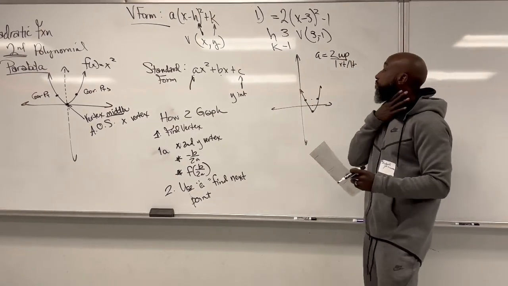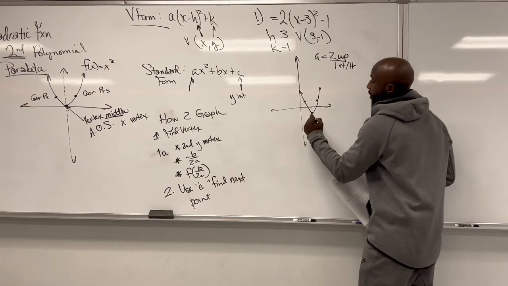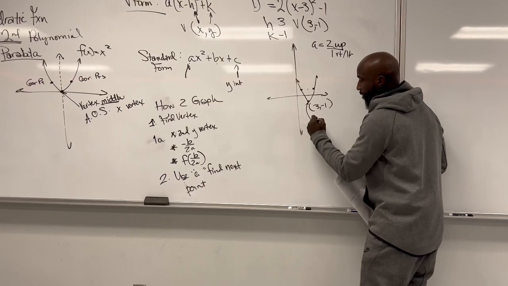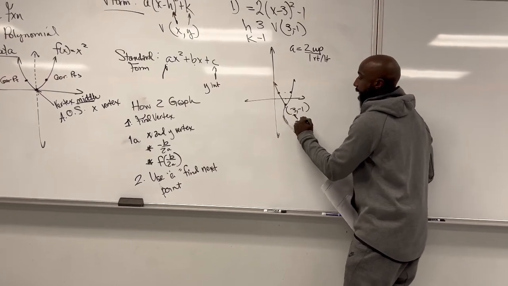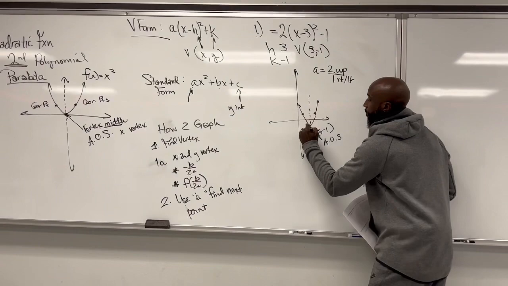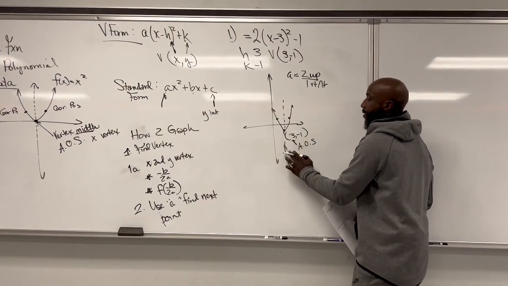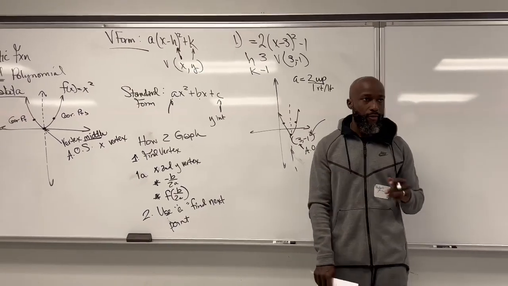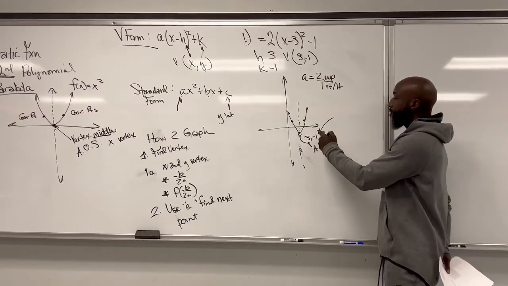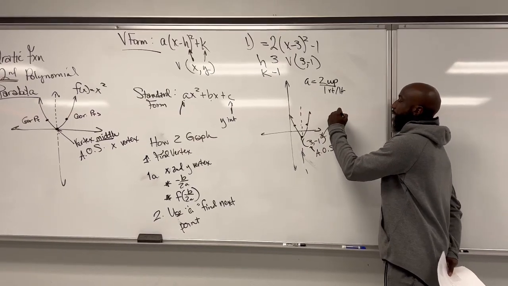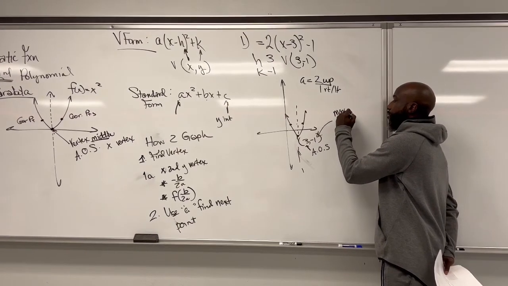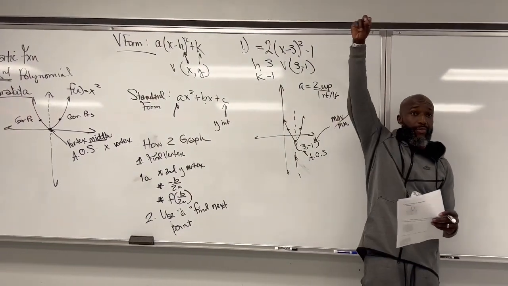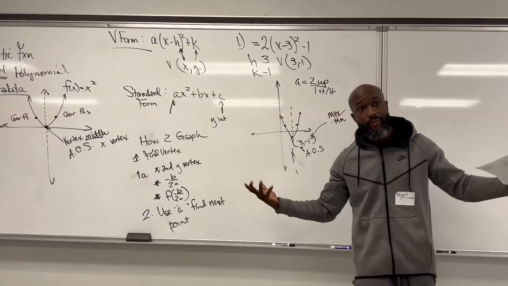All right, so we got our vertex. Now, the vertex is (3, -1). The x of the vertex is the axis of symmetry. That's the middle. It's going right down the middle of your graph. And the y of the vertex is known as your maximum or minimum point. Maximum or minimum point basically means it's gonna be the lowest point of your graph or the highest point of your graph, depending on what the a value is, okay?